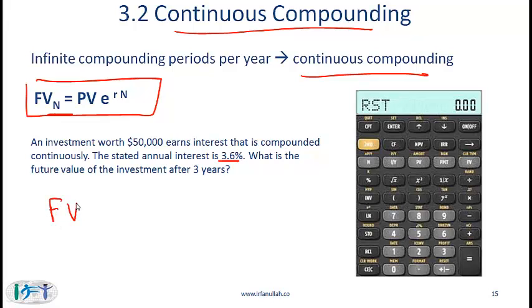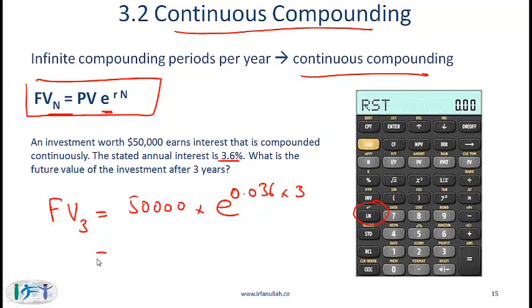Using the formula, the future value at the end of 3 years is equal to 50,000, which is the present value, multiplied by e, which is right here on your calculator, that is really e to the power of x. So into e to the power of r. R is the stated annual rate expressed as a decimal. So 0.036 multiplied by the number of years, which is 3.